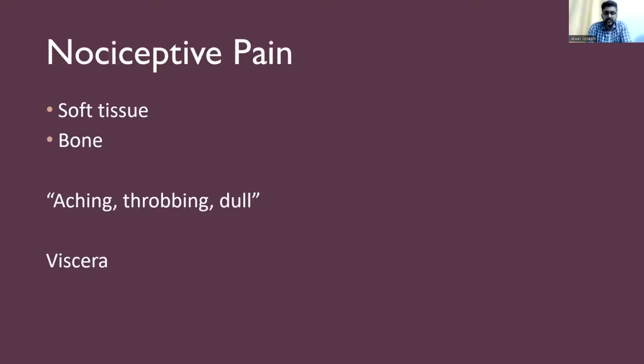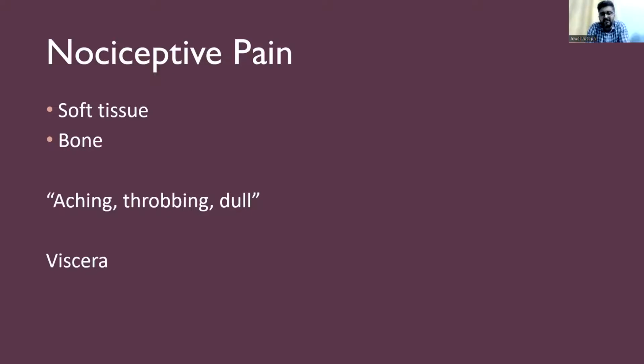So coming to the nociceptive pain. Nociceptive pain, as we mentioned, can be either soft tissue or viscera. We say somatic and visceral pain, but since there is a distinction, it is always good to distinguish between soft tissue and bone pain, because bone pain usually has some different characteristics. So soft tissue and bone, we typically know, right?